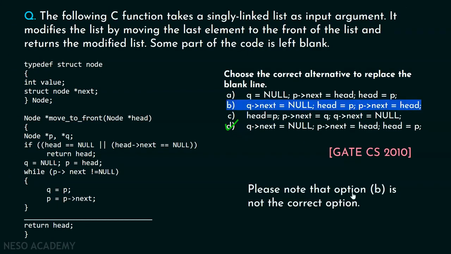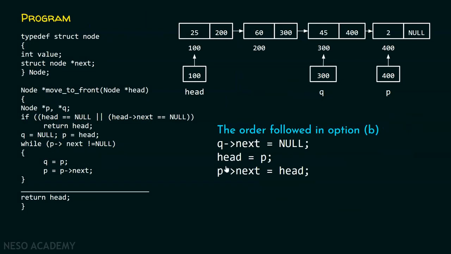And please note that option B is not the correct option. Here the sequence is a little bit changed. Let's see what happens when we change the sequence. According to option B, this is the sequence followed: Q next equal to null, head equal to P, and P next equal to head. These 2 lines are actually interchanged.